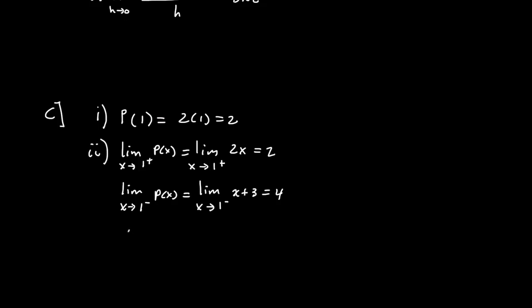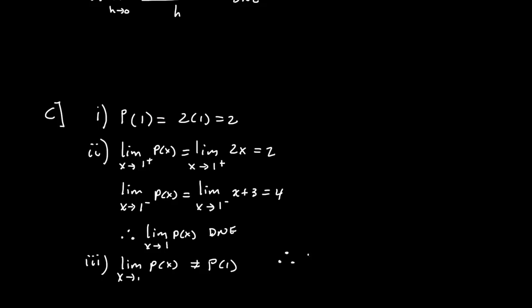So first thing I want to conclude locally is that the limit as x approaches 1 of p of x does not exist. Then in step 3, I talk about continuity. I say that this limit as x approaches 1 of p of x does not equal p of 1, and therefore, I ran out of room at the bottom, therefore p is not continuous at x equals 1.